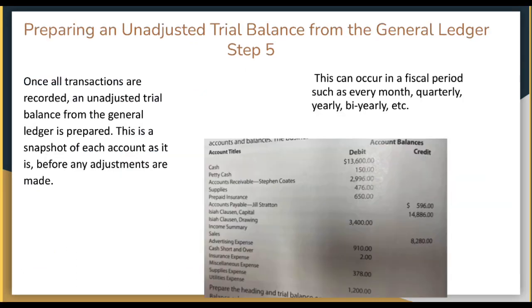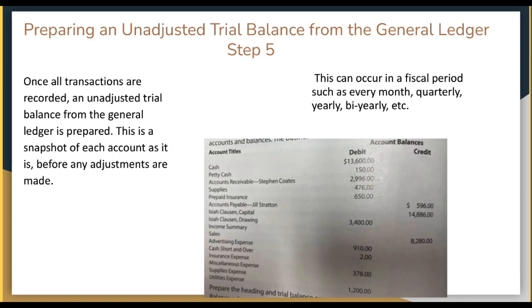All right, next step, step 5, preparing an unadjusted trial balance from the general ledger. So once all the transactions are recorded for a fiscal period, whether that be a month, year, week even, an unadjusted trial balance is prepared from the general ledger. So this is a snapshot of each account as it is before any of your adjustments are made. This, like I said, can occur in different financial periods, and an example is shown right here.